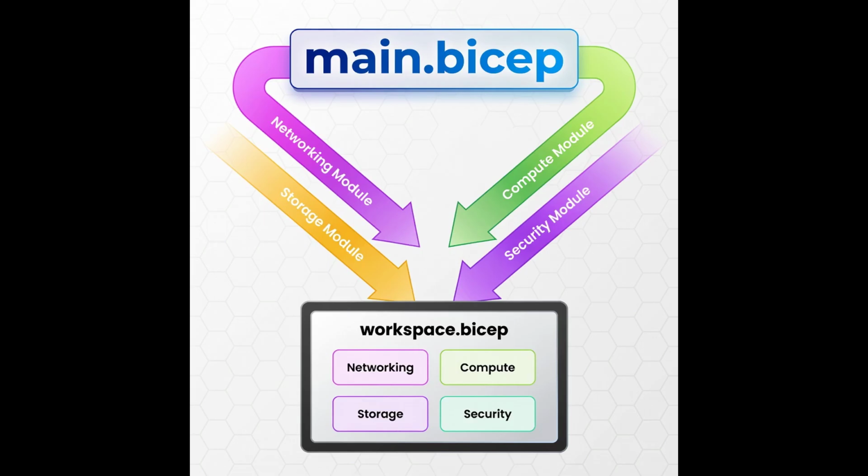The existing keyword is useful when you're deploying into an environment that already has some infrastructure. For example, in a brownfield deployment where a key vault and storage account already exist, you use resource existing to reference them without redeploying. resource kv 'Microsoft.KeyVault/vaults@2023-07-01' existing = { name: keyVaultName }. Then you reference kv.id in your workspace module parameters. This prevents Bicep from trying to recreate resources that are already there.